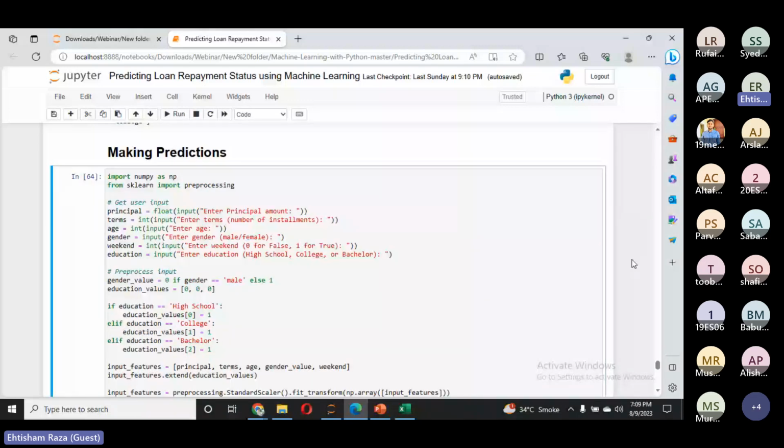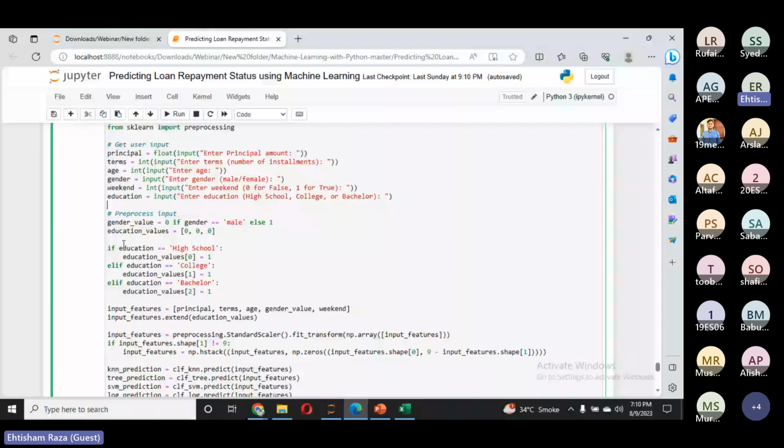We are going to ask him for the principal amount he is asking for, for how many days, his age, gender, whether he is asking on a weekend or on weekdays, and his education, all these things. Once we take this input, if education is high school, we are going to make it one, and so on. So we are just changing the values and pre-processing them. We are also applying the pre-processing on our input data, because we have to pass the pre-processed data to our model.